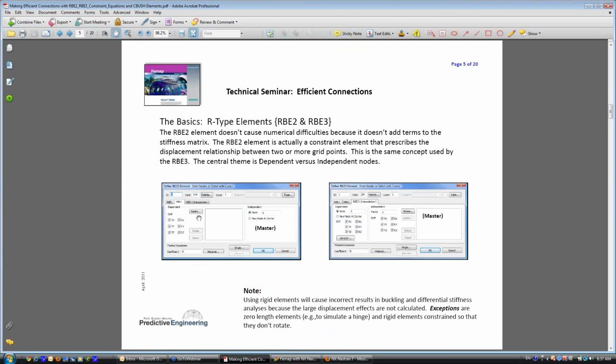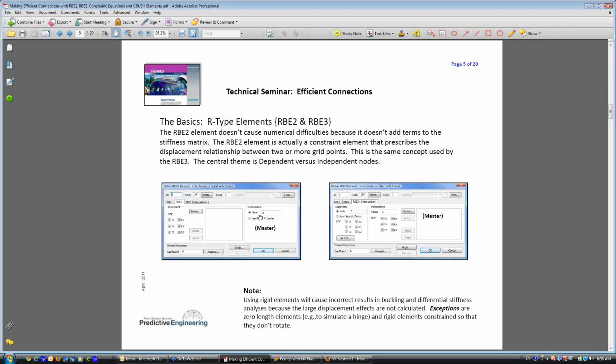This is new in that when it first came out in 10.2, I complained a little bit about how they moved things around for the RBE2, where in prior versions the independent was to the left, and I liked that workflow. You just pick the independent node and then pick the dependent nodes, and that made good sense. And this came out and it was reversed, and I couldn't quite figure it out. And you go over to the RBE3 and they have the same way. Dependent is on the left, independent is on the right.